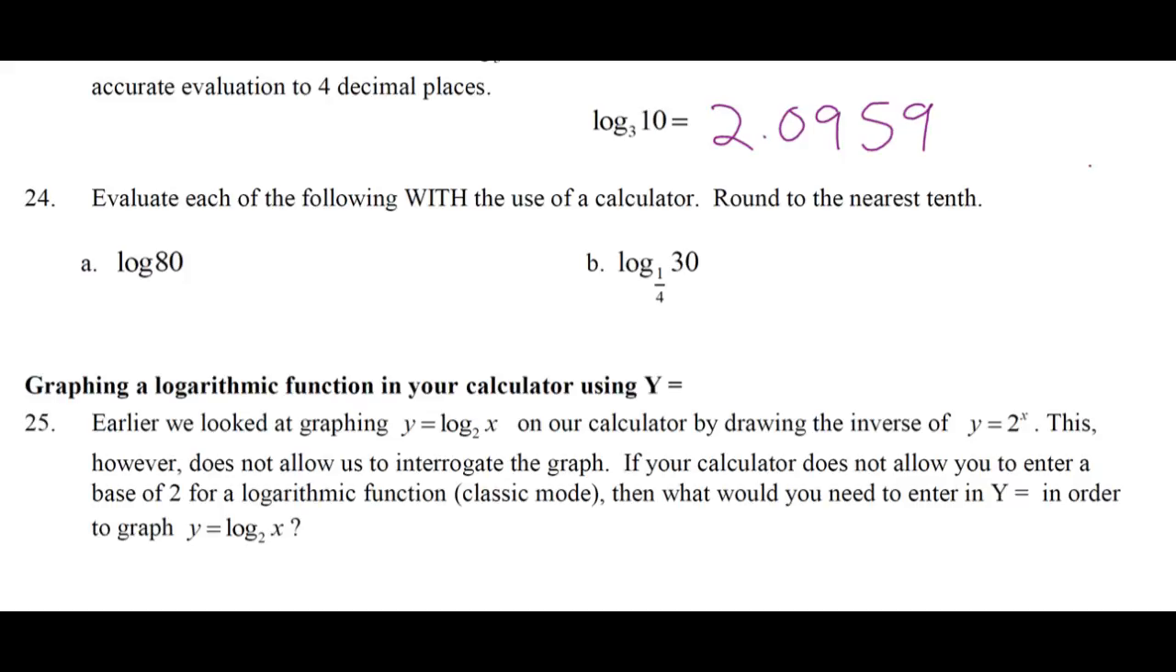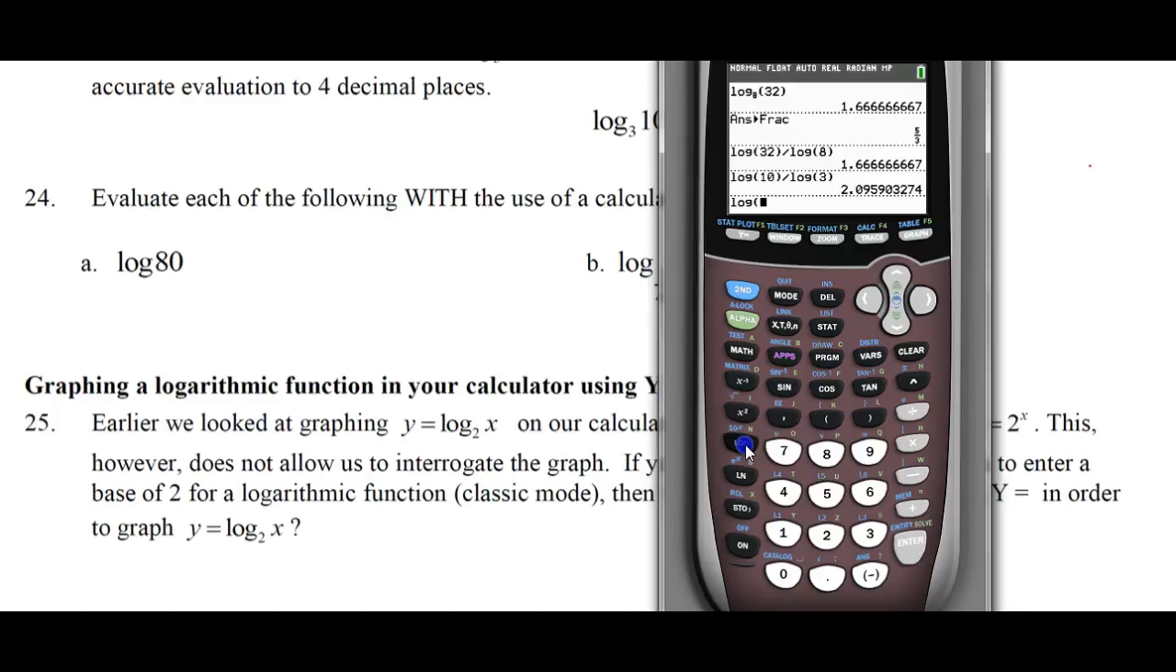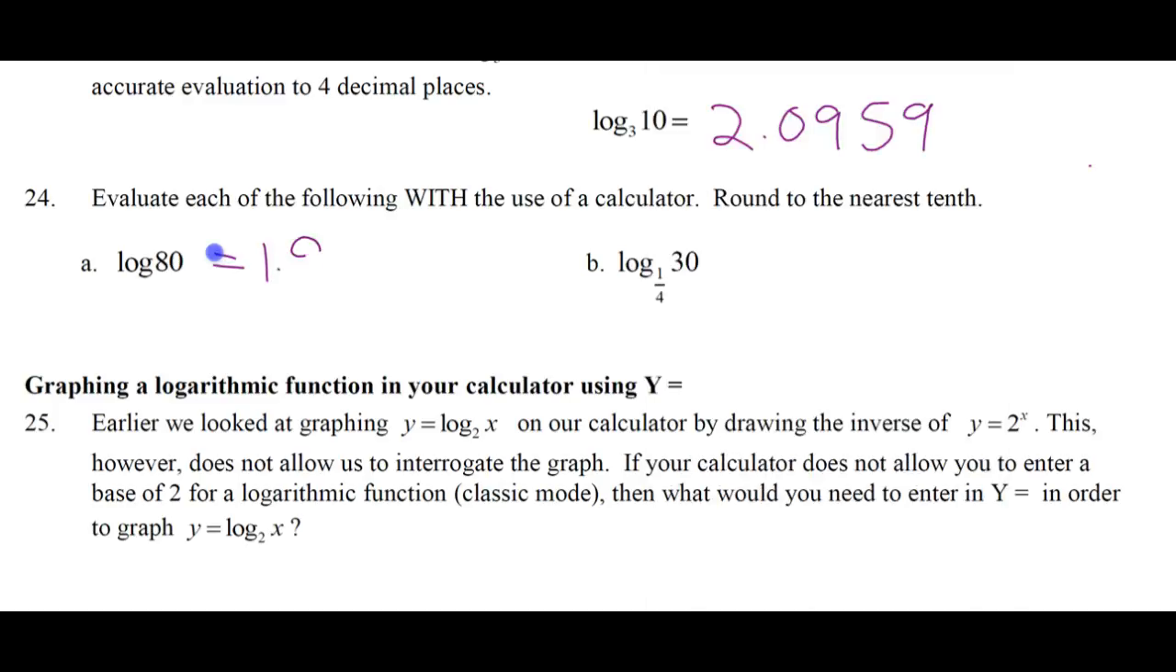Evaluate each of the following with the use of a calculator. Although, like 10 to the what is 80? So 10 to the 1 is 10. 10 squared is 100. So it's bigger than 1, smaller than 2, closer to 2. Okay, so what does it work out to? What are we doing to the nearest what? Nearest 10th. So what's log 80? 1.9. Okay, so you shouldn't be surprised, right? You say, well, it's between 1 and 2.